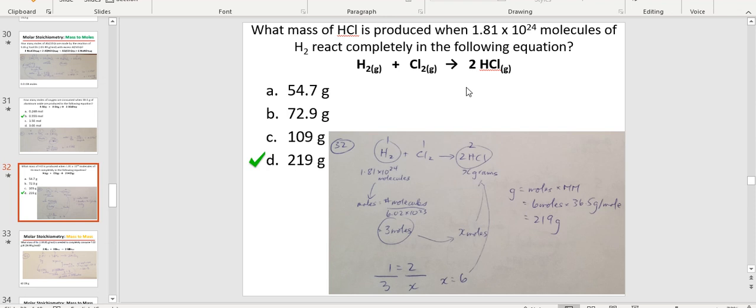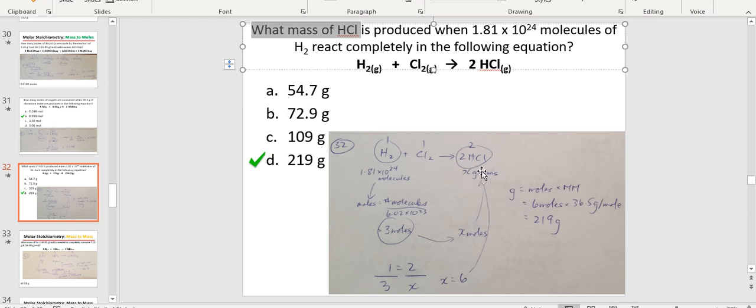So here now, look at this one. What mass of hydrochloric acid is produced? So I'm looking for grams, but I give you molecules. So let's have a look at what we've done here. There's our chemical equation. We did our molar ratio. Plug in what I'm asking for. I'm asking for X grams of this guy. So I'm looking for grams here.